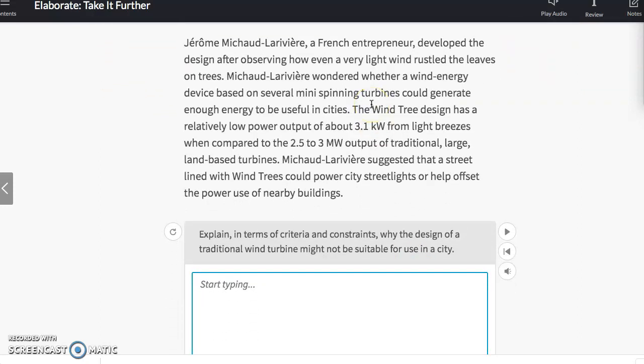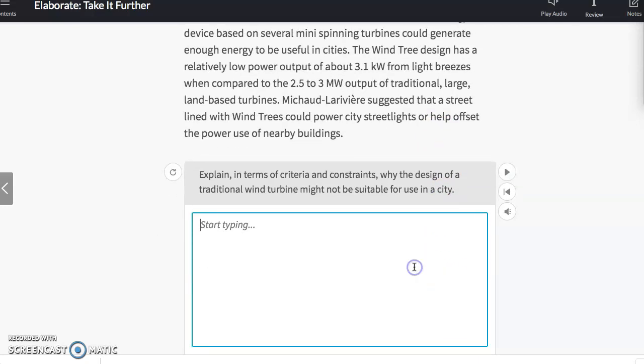The wind energy and the mini turbines can be used in many different places. He suggested a street line could help to power different cities. Okay, what might not be suitable for use in a city? Criteria, constraints. So when we're talking about criteria, what could maybe not be used? It depends on what you have to design, you have to do different pieces, so there might not be enough space.